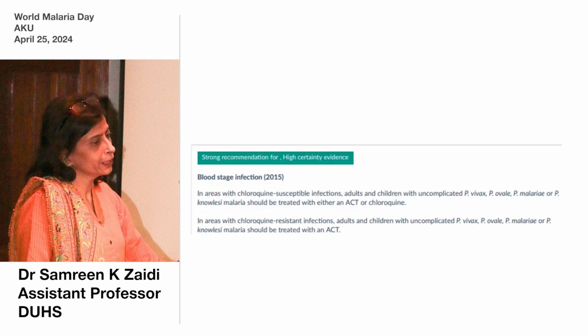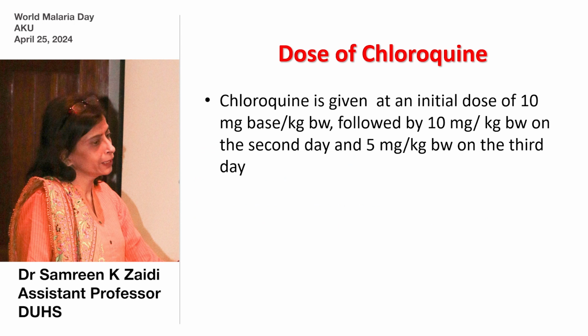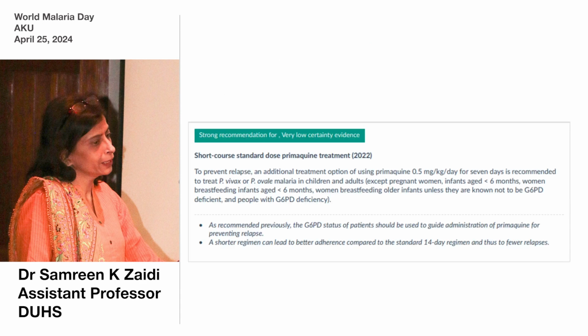And this is what WHO is recommending as well, that in chloroquine susceptible areas we should use chloroquine. We can use artemisinin-based therapies as well because chloroquine is not easily available. That's another issue, there are logistic issues, but the recommendations are for chloroquine. And in areas which are chloroquine resistant, obviously you have to use artemisinin-based combination therapies. And the dose of chloroquine is slightly revised. It is a 3-day dose: 10 mg per kg on the first day, 10 mg per kg on the second day, and 5 mg per kg on the third day. Total 25 mg per kg over the duration of therapy, that is 3 days.